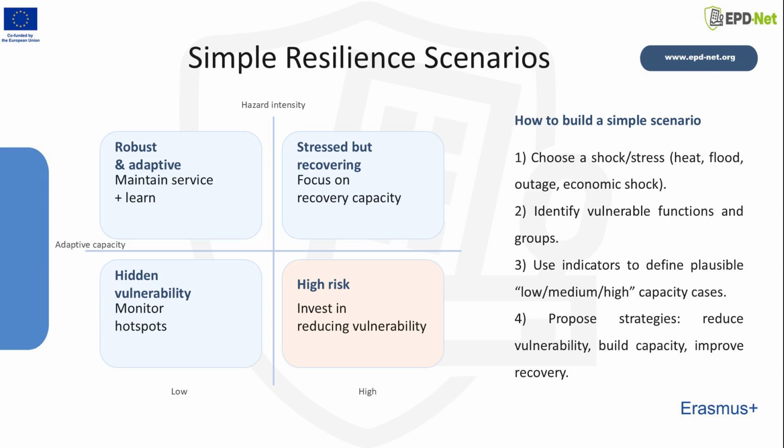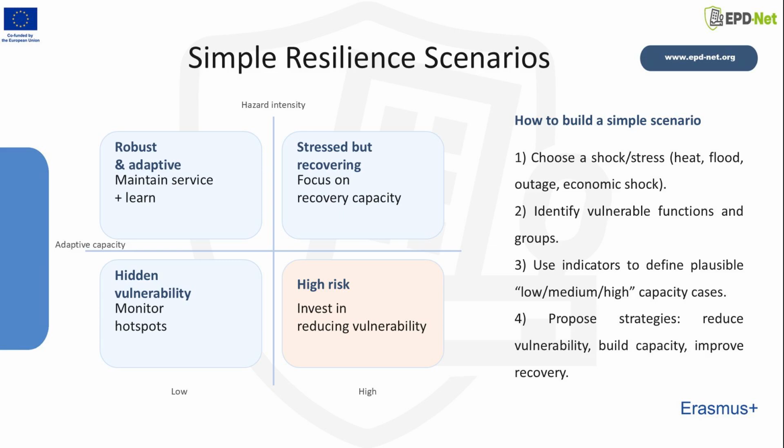Assessment becomes more useful when it feeds into scenario thinking. A simple way to do this is to combine hazard intensity with adaptive capacity. If hazard intensity is low and adaptive capacity is strong, the system may be robust and adaptive, meaning it can maintain service and learn. If hazard intensity is high but adaptive capacity remains relatively strong, the system may be stressed but recovering, so planners may focus on recovery capacity.